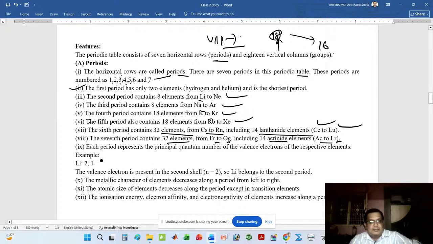For example, take lithium. Lithium has the configuration 2 1. The valence electron is present in what? That is the L shell. For the L shell, n is equal to 2. So lithium belongs to the second period.